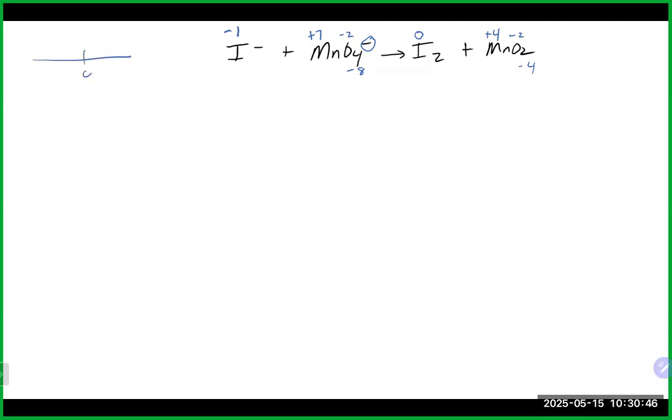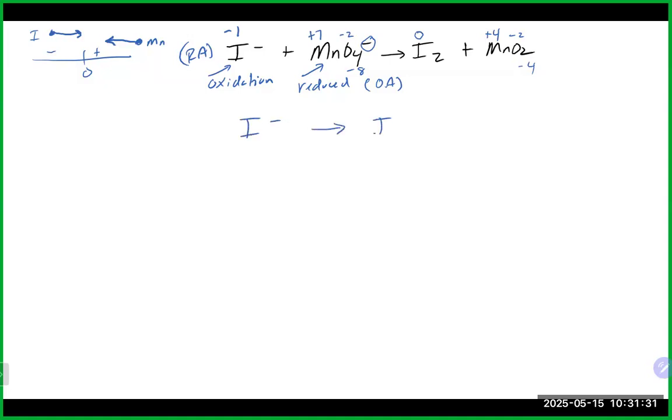So in this case, again, we can look at each of them. In terms of the I minus, it's starting at -1 and ending at 0. It's moving in the positive direction, which means it's going through oxidation. By default, that would mean the Mn here is being reduced. We could also see that with the Mn. Mn is starting at +7, which is over here, ending at +4, which is moving in the negative direction. So it is being reduced. This would mean that the I minus here is our reducing agent, and this guy here would be our oxidizing agent in this case.